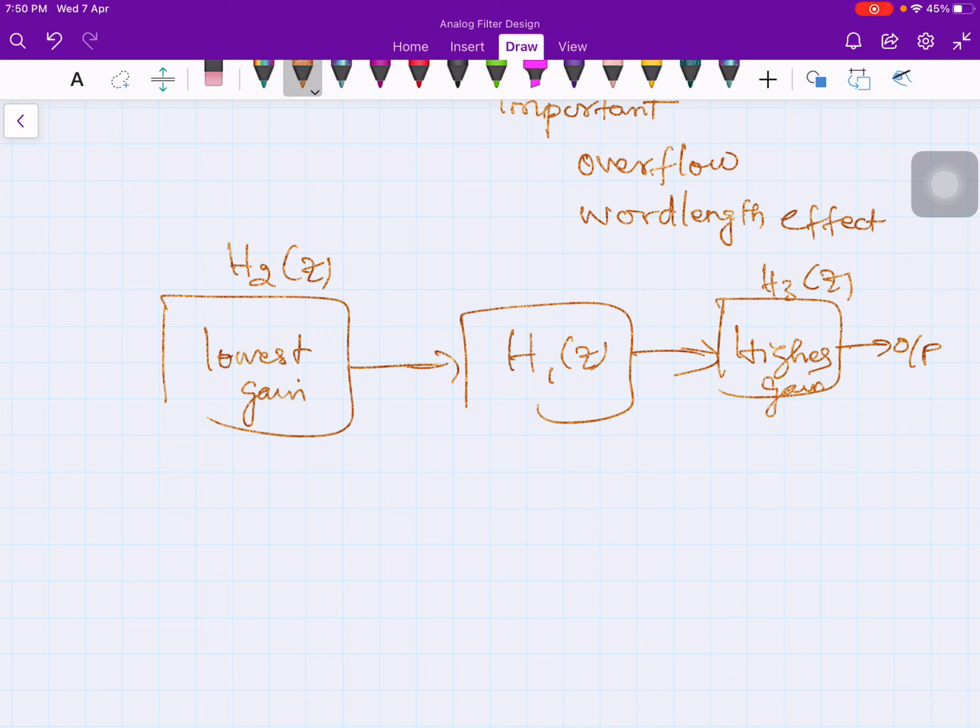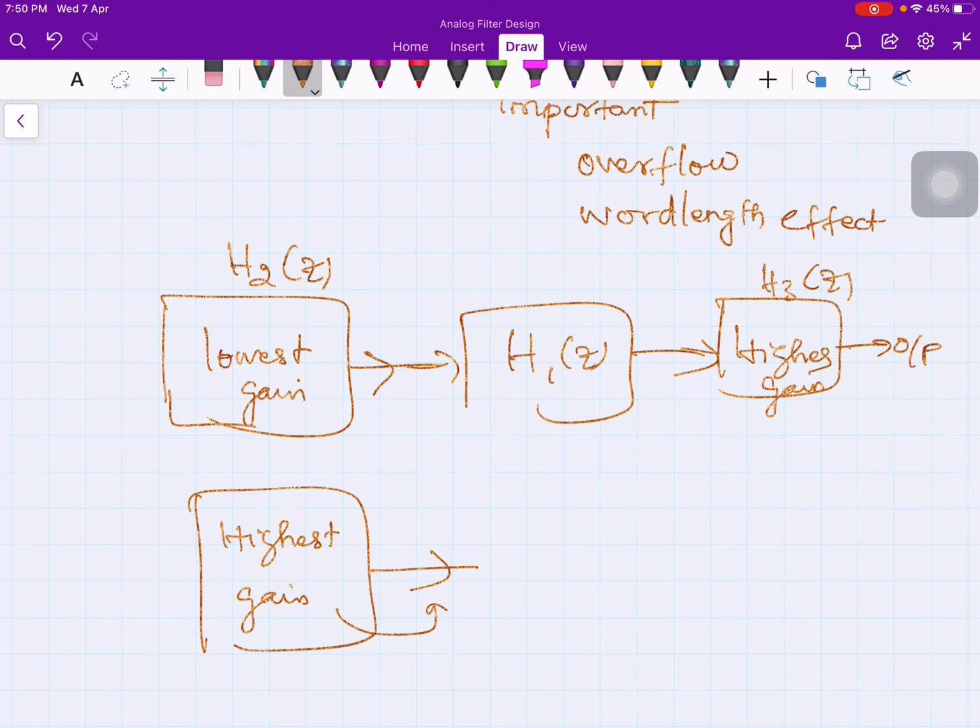If you put the highest gain in the beginning itself, then the output of the first block will saturate the second stage. Therefore, what you always do is put the factor which has the lowest gain first.